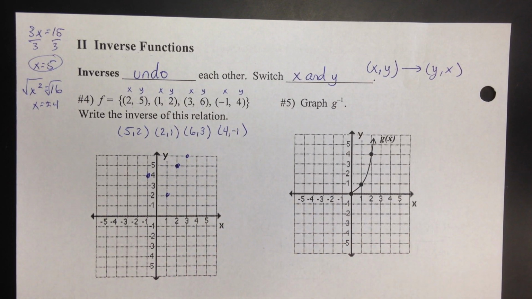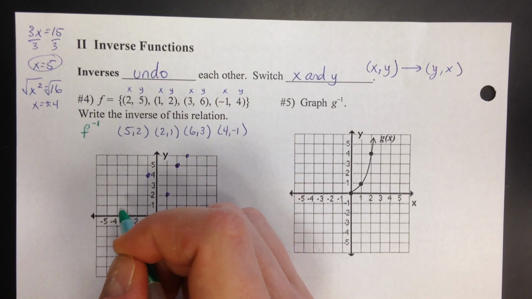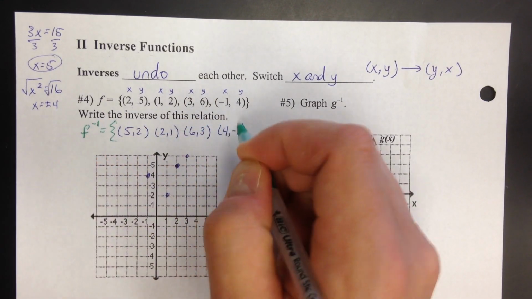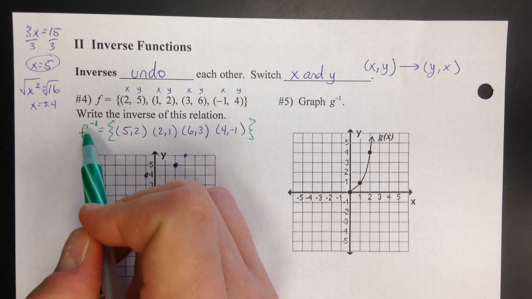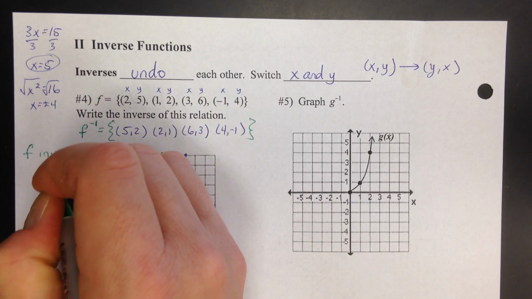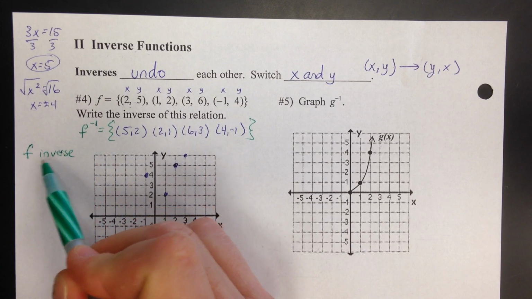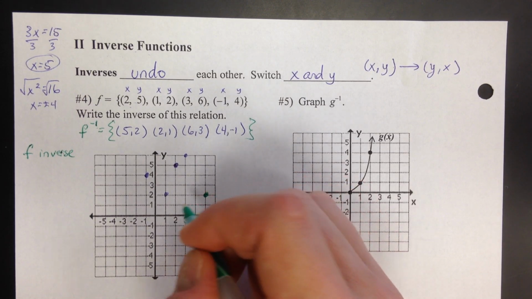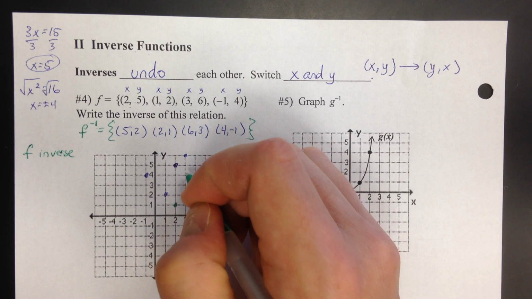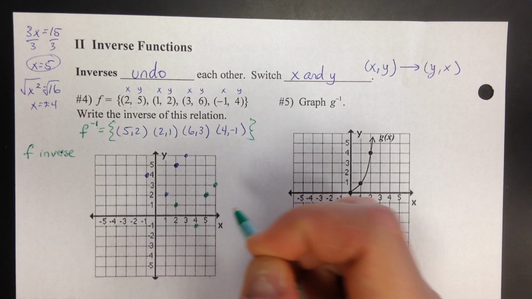Now let me also graph the inverse. The way that we write this, by the way, is f, and then we put a negative 1 almost like an exponent, and this is a set of points. f negative 1, that is f inverse. So you're not raising this to the negative 1. This symbol here means the inverse of f, the inverse function. So 5 comma 2, 2 comma 1, 6 comma 3, and 4 comma negative 1.